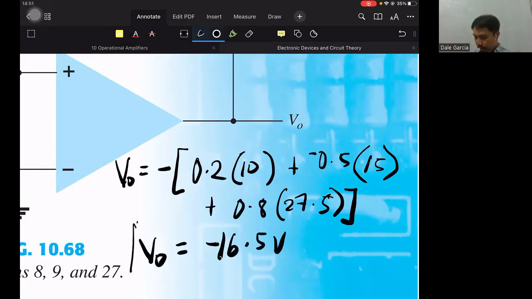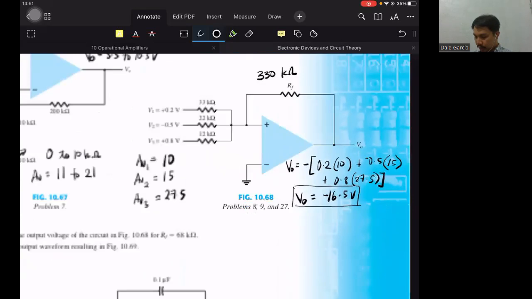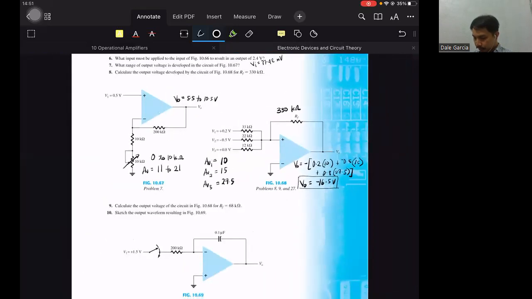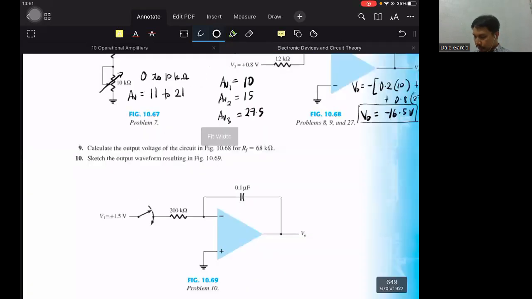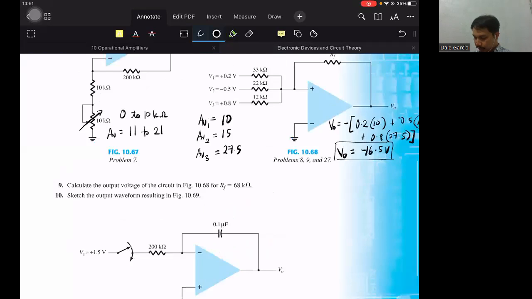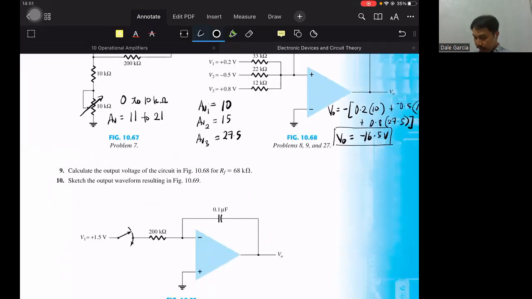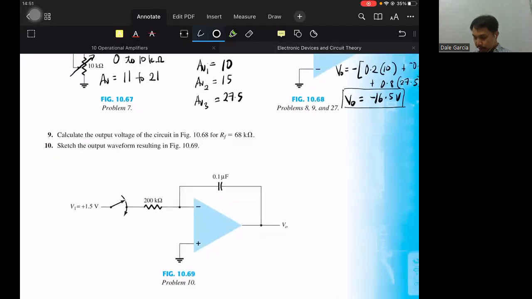Final answer. Okay. You could solve this again using an RF of 68. Practice maybe later. Next: sketch the output waveform.